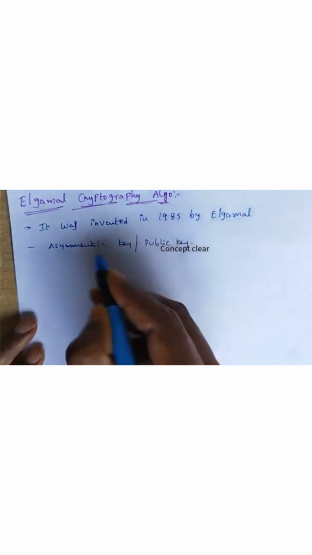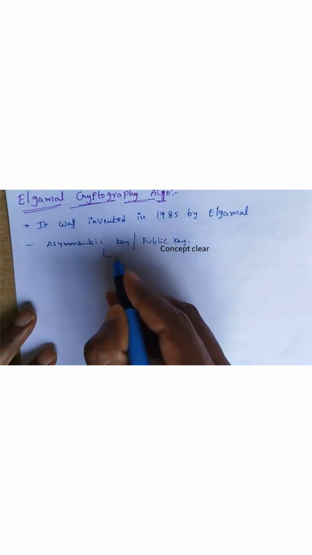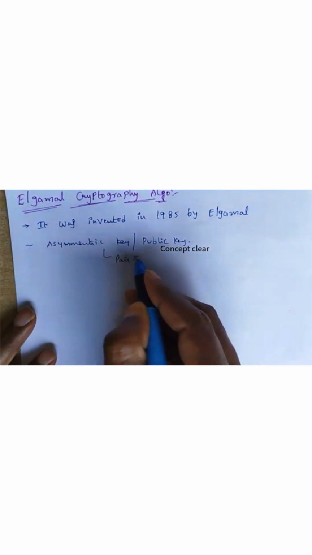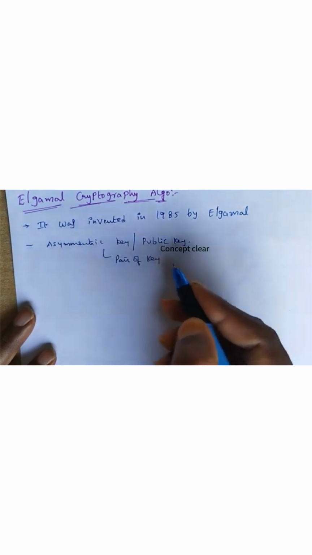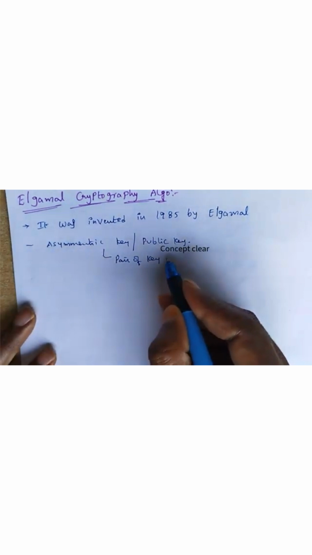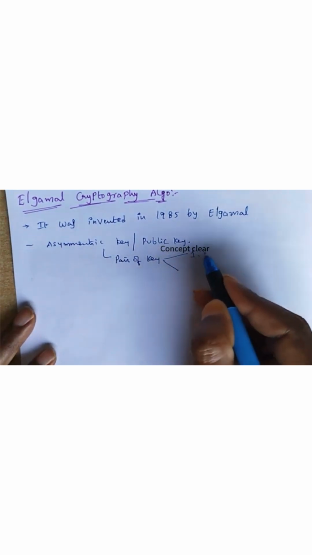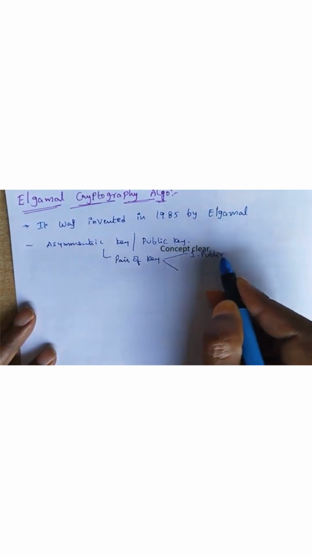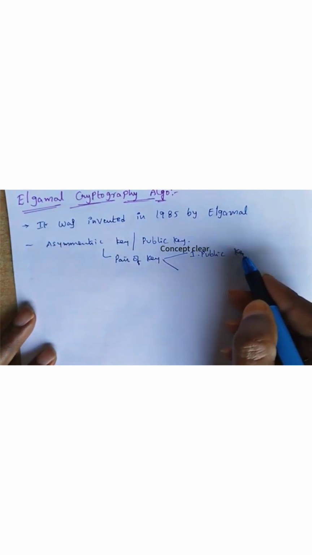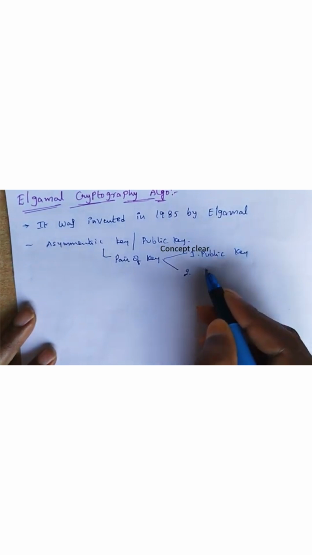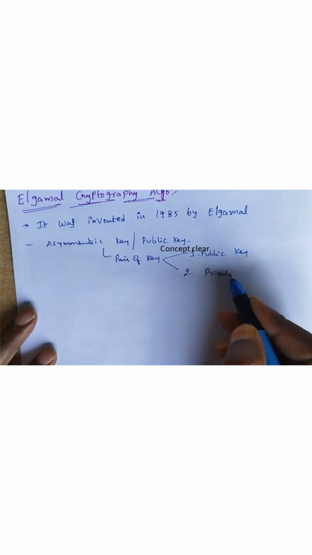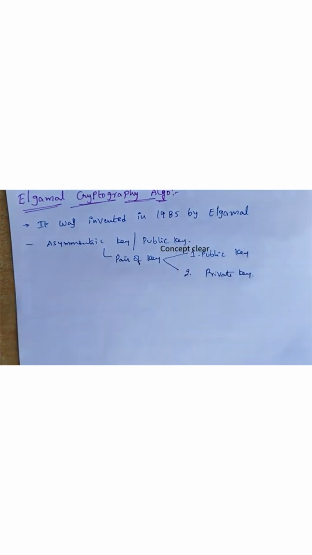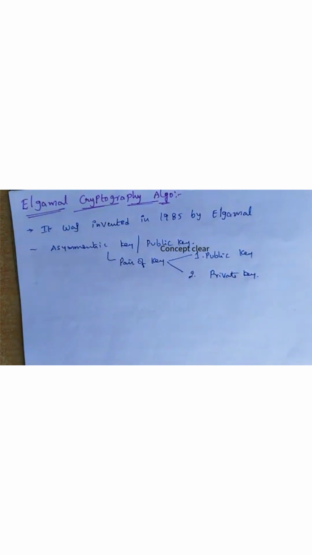What is the meaning of asymmetric key cryptography? Asymmetric key cryptography is nothing but here we will use a pair of keys for encryption. A pair of keys means here we have two keys. First one is the public key and second one is the private key. Here we will use two keys, public key and private key, for encryption as well as decryption.